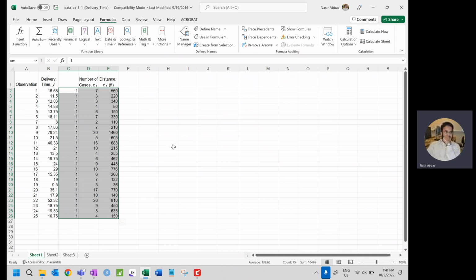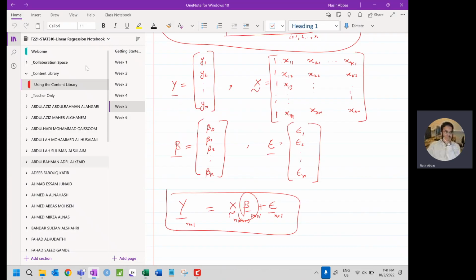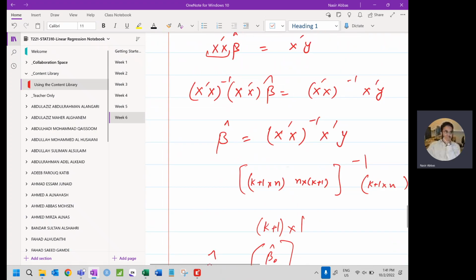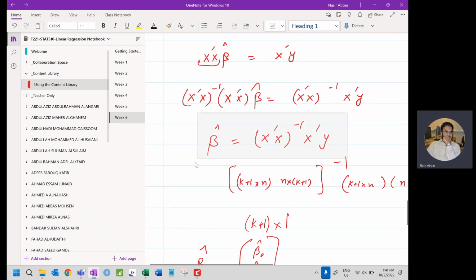Now in one go, I will have beta hat, and I'll directly go to the formula of beta hat. Where is the formula of beta hat? Look here, I'll use this formula. In one go, I will write all the things. What do I need to do? I need to first multiply the bracket X transpose with X, then take the inverse of this. Then multiply it with X transpose. Then multiply it with Y.